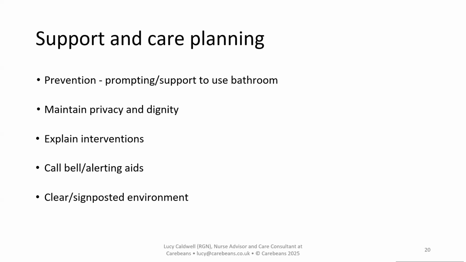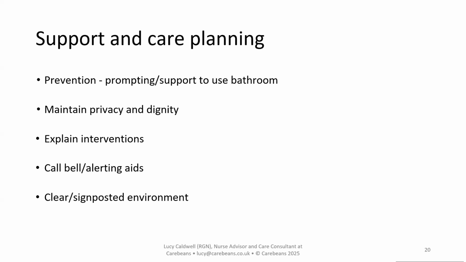So explain interventions is the third point on the slide. Staff should explain any interventions that are taking place, and you should detail this in the care plan so that that person's fully informed about what's happening. You can perhaps write in your care plan how best to explain those interventions with that person, whether it's using pictures, whether it's speaking clearly, whether it's ensuring people have got their hearing aids in, and that type of thing.